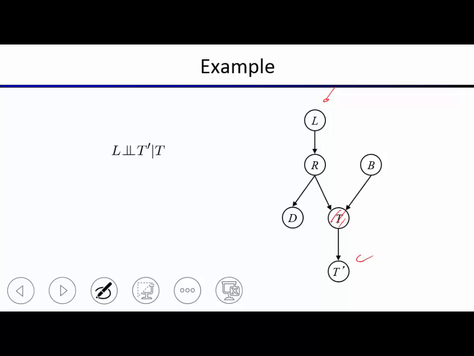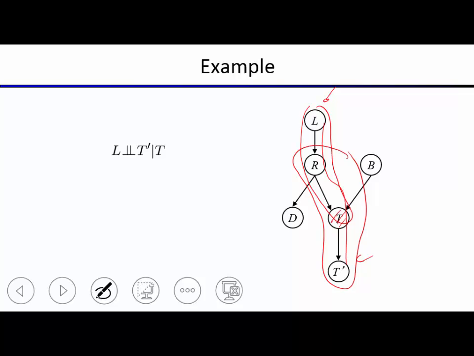I'm hearing a yes. Why? Well, there's only one path. That one path has actually two triples along it. It has the LRT triple, and it has the RTT prime triple. Notice here that there's quite a bit of overlap between those triples. And that's how you're supposed to check all triples along a path.